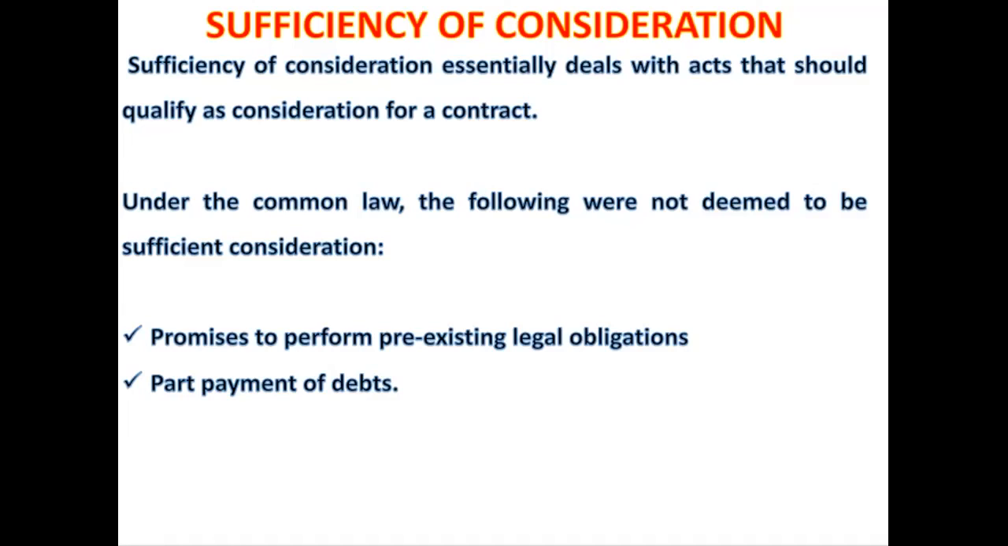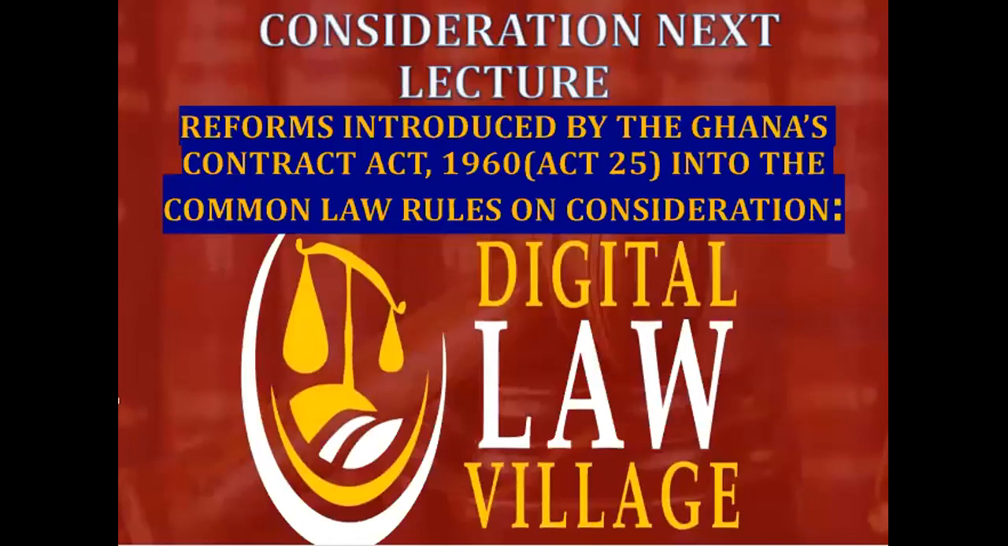We've gone through the cases. We've looked at how we can explain what we mean by past consideration and how it's not good consideration. And then we looked at exceptions to the past consideration rule. Now, in our next lecture, remember we mentioned that sufficiency of consideration means what the law would recognize as a valid form of consideration. Under the common law, there is some conduct which does not amount to sufficient consideration. Examples are a promise to perform pre-existing legal obligations and part payment of debts. Now, these common law rules have been modified by the Ghana Contract Act of 1960, Act 25. So in our next lecture, we shall discuss the modifications introduced by Ghana's Contract Act of 1960, Act 25, into the common law rules of consideration.